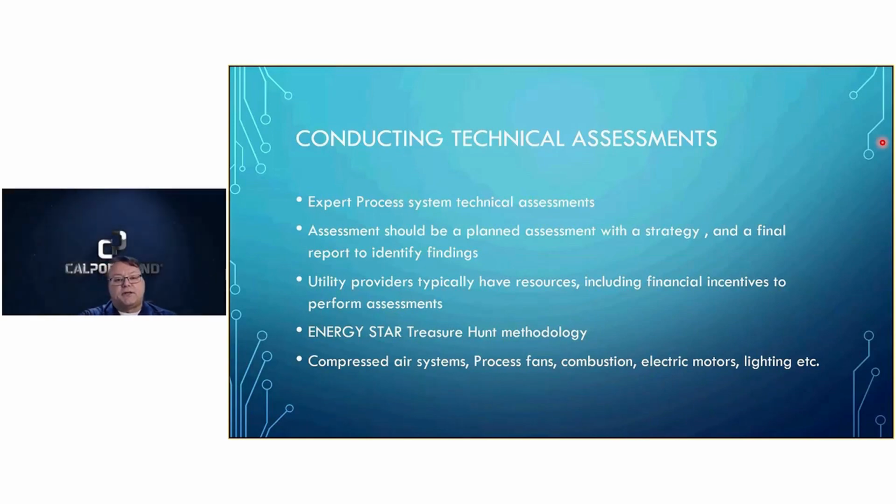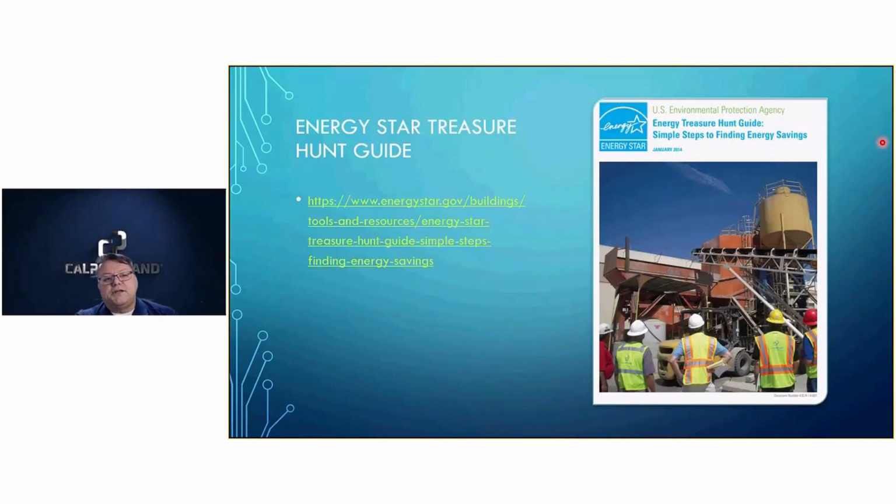The Energy Star Treasure Hunt is a methodology of basically doing an internal audit, but giving it a softer name, calling it a treasure hunt. You go through a plant looking for and identifying energy efficiency improvements. The Energy Star Treasure Hunt Guide, sort of similar to the Guidelines for Energy Management, is a document created by Energy Star, and it's a great document that walks you through how to conduct a treasure hunt.